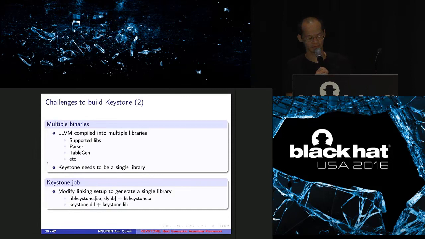The second challenge is that LLVM itself, when you compile LLVM, it has multiple binaries, multiple libraries inside for parser, for table gen, for transformation, everything. So what I had to fix here is that I need to modify the linking setup, so Keystone has only one single library as the output.